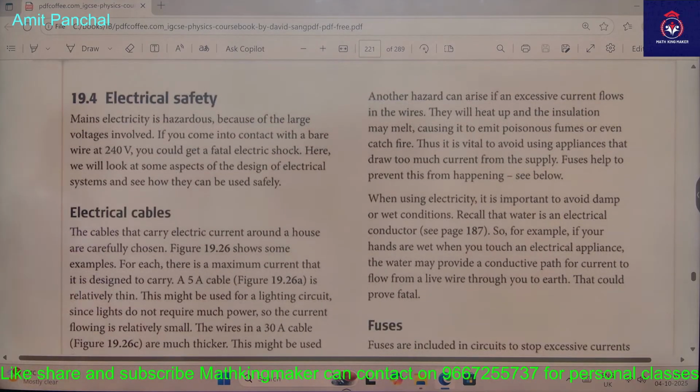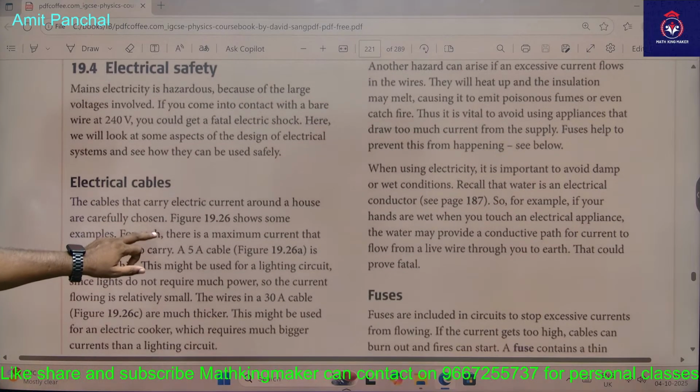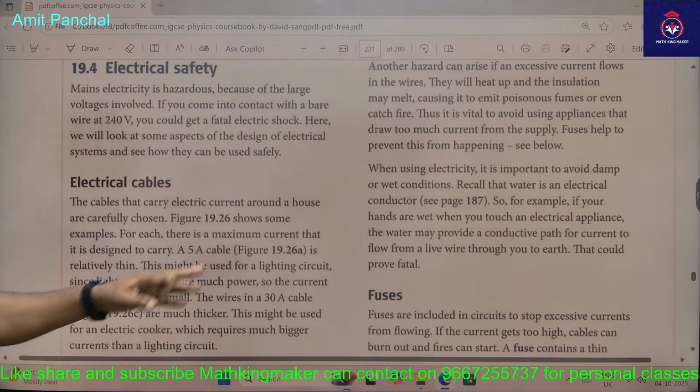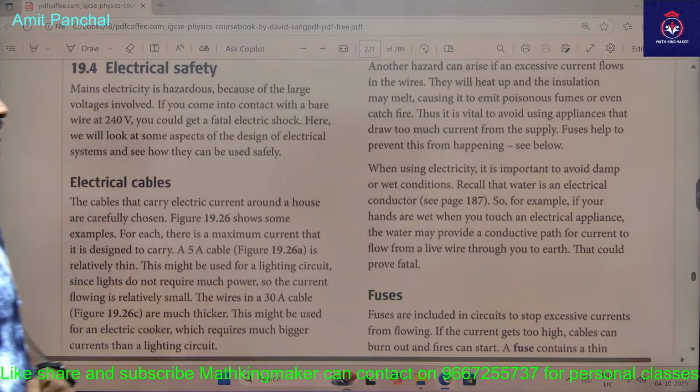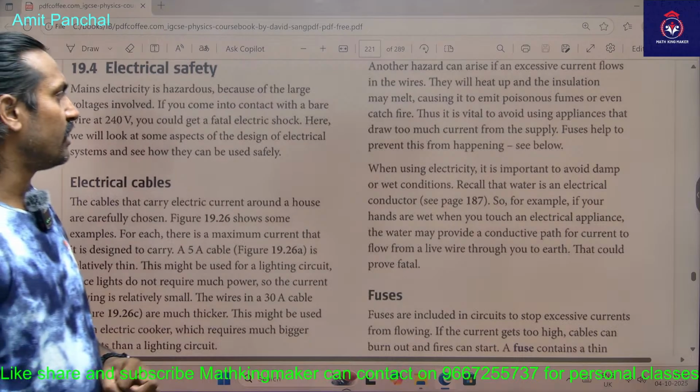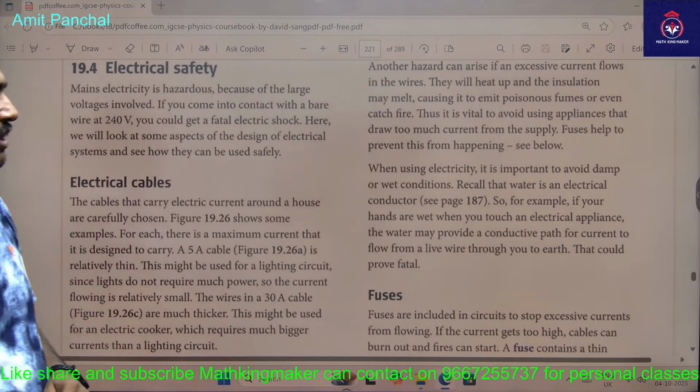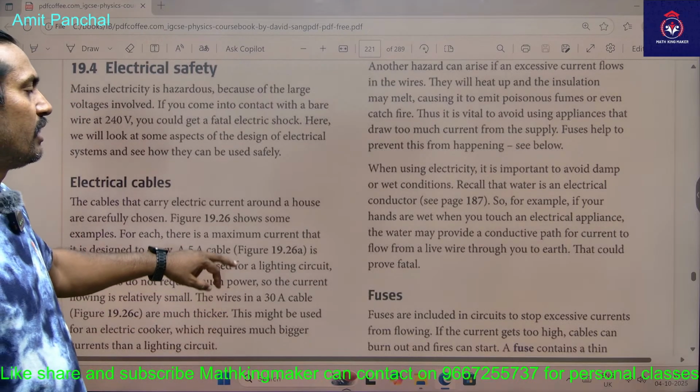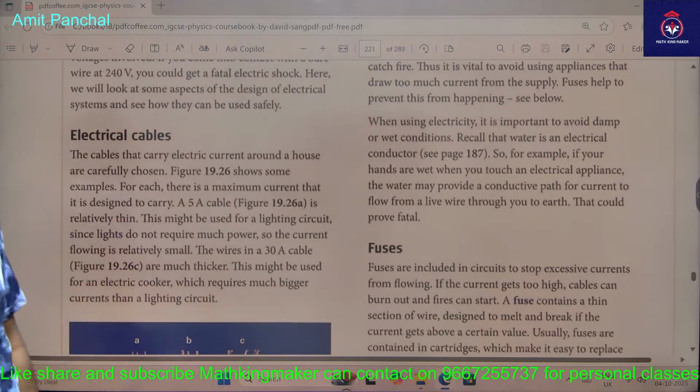Another hazard can arise if an excessive current flows in the wire. They will heat up, the insulation may melt, causing it to emit poisonous fumes or even catch fire. Thus, it is vital to avoid using appliances that draw too much current from the supply. Fuses help to prevent this from happening. So another safety device we use is a fuse.